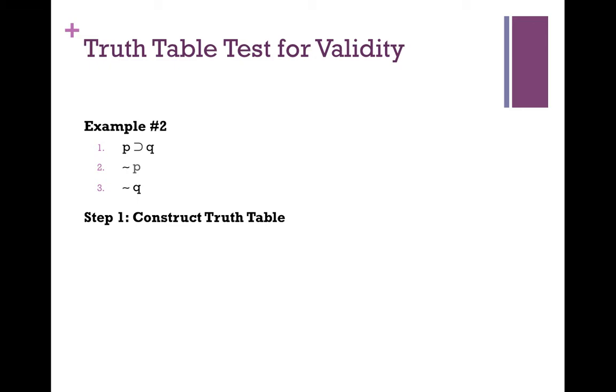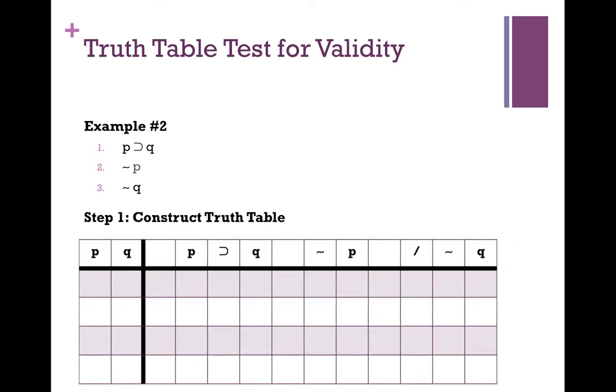So step 1, we construct our truth table. And just like before, what we're going to do is write out our argument on a single line. We have premise 1 right here, if P then Q. Premise 2 right here. And let me put some brackets around this so you can see. This is premise 1, and this whole thing is premise 2. And then we have our forward slash to represent that this right here is our conclusion. So we've constructed our truth table.